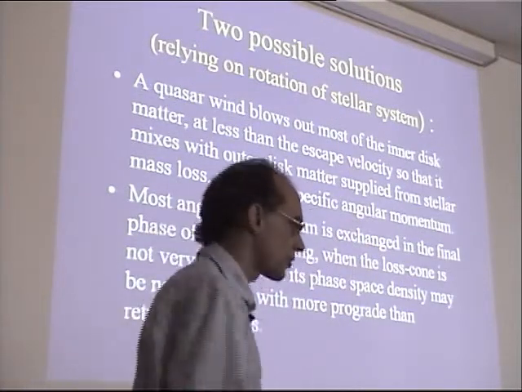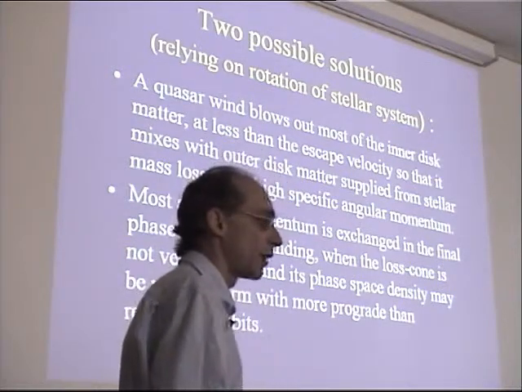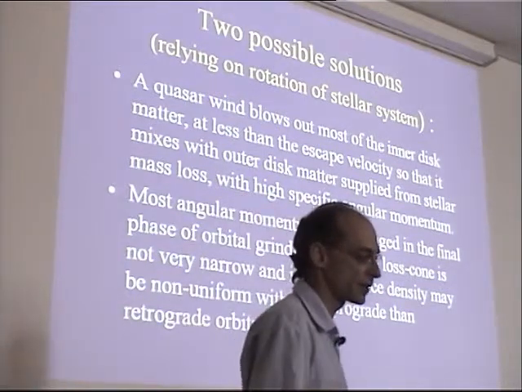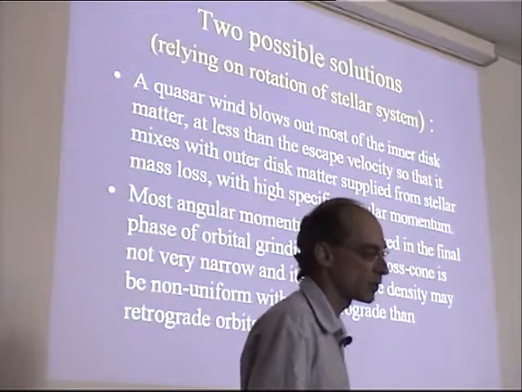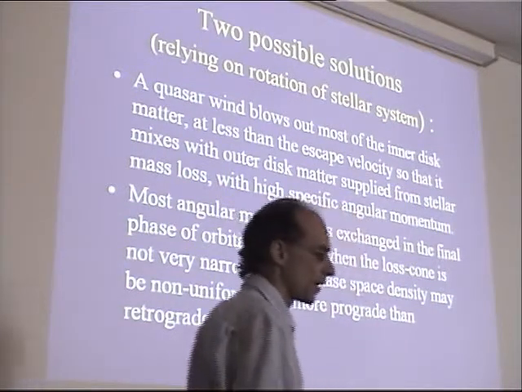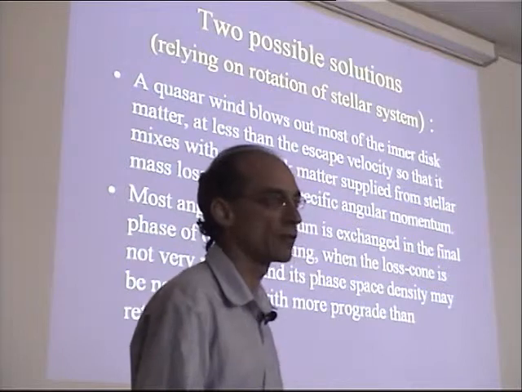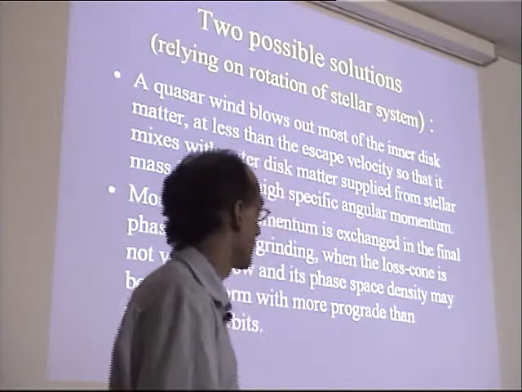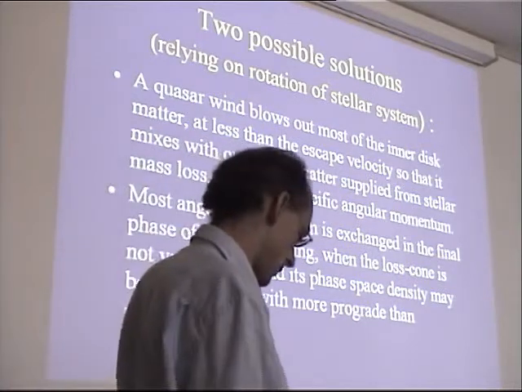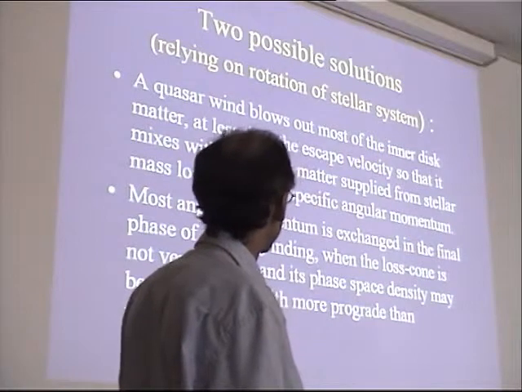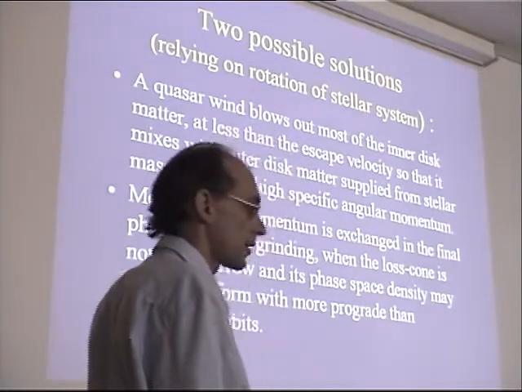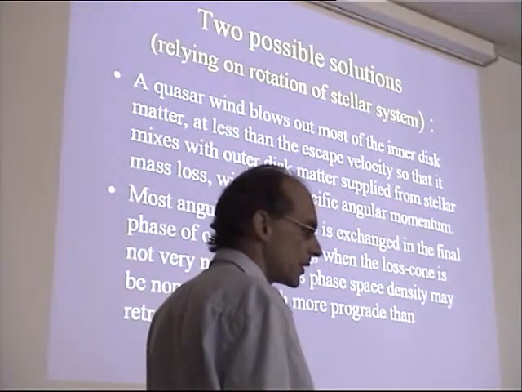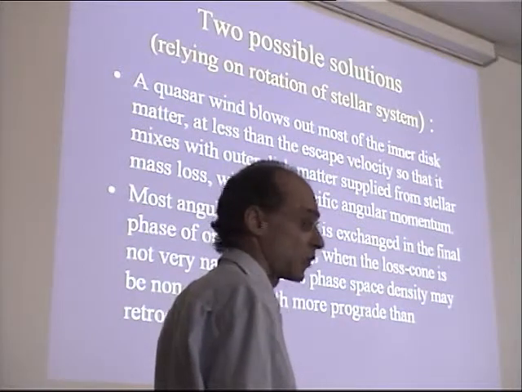Two possible solutions have to rely on the rotation of the stellar system. Obviously, the disk has to have some preferred direction of angular momentum, and that can only come from the rotation of the stellar system around it. The stellar system doesn't have to rotate very fast in order to supply angular momentum to the disk, because the disk is very, very small, and as you know, in the Keplerian potential, the specific angular momentum goes as the square root of the radius. So material coming from large radius has a lot of angular momentum available. It's just that for the stars that are captured from this loss cone, it averages out to zero or negative, as I mentioned before. That's where the problem comes.